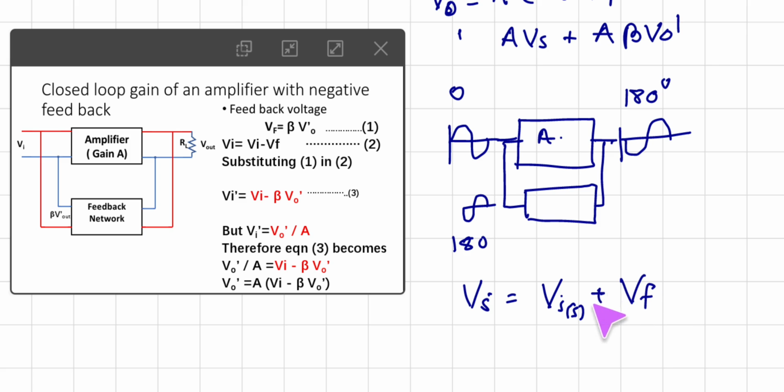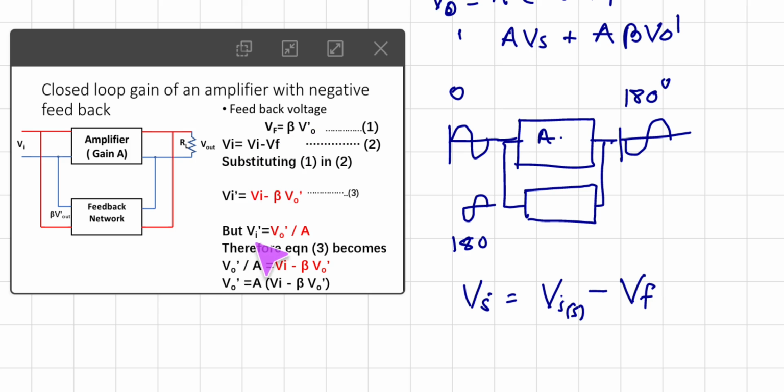But why should we write a positive plus here? It is not plus, it is minus in this case, because there is a 180-degree phase shift between input and output. So the total input is equal to the signal voltage minus the feedback part, that is Vf. Effective input, let us consider, is Vi minus Vf. So substituting 1 into 2, as we know that Vf is equal to beta Vo dash, Vi dash is equal to Vi minus beta Vo dash.